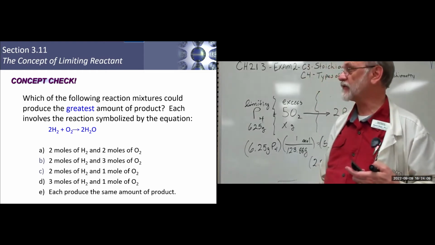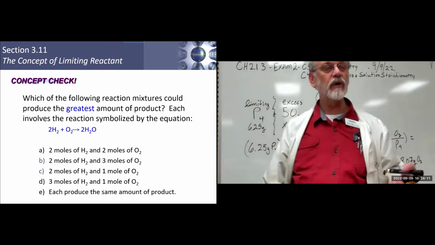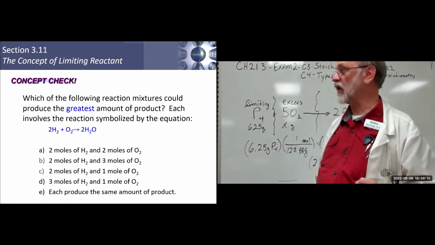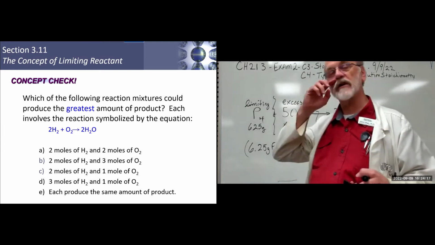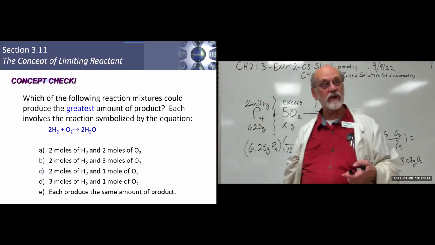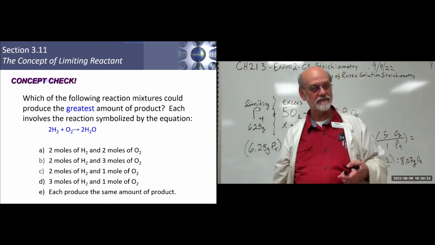2 moles of hydrogen and 3 moles of oxygen. You're in the same boat. You're still going to run out of hydrogen. So that makes 2 moles of water. 2 moles of hydrogen and 1 mole of oxygen. That's a stoichiometric mixture, right?